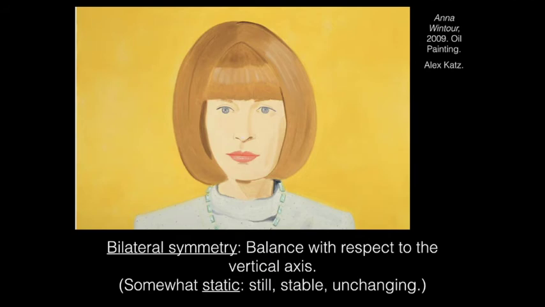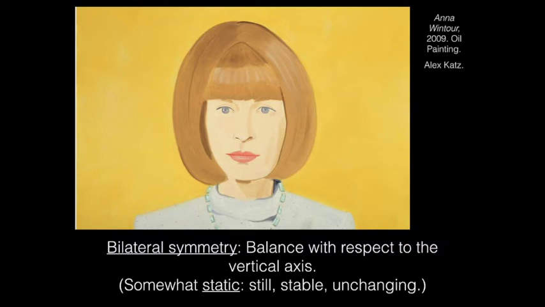Bilateral symmetry is balance with respect to the vertical axis. So if we were to take this painting and cut it from top to bottom right in the middle and then fold it over on itself, it would be pretty much the same on both sides. So they would be equal objects or equal images on both sides.